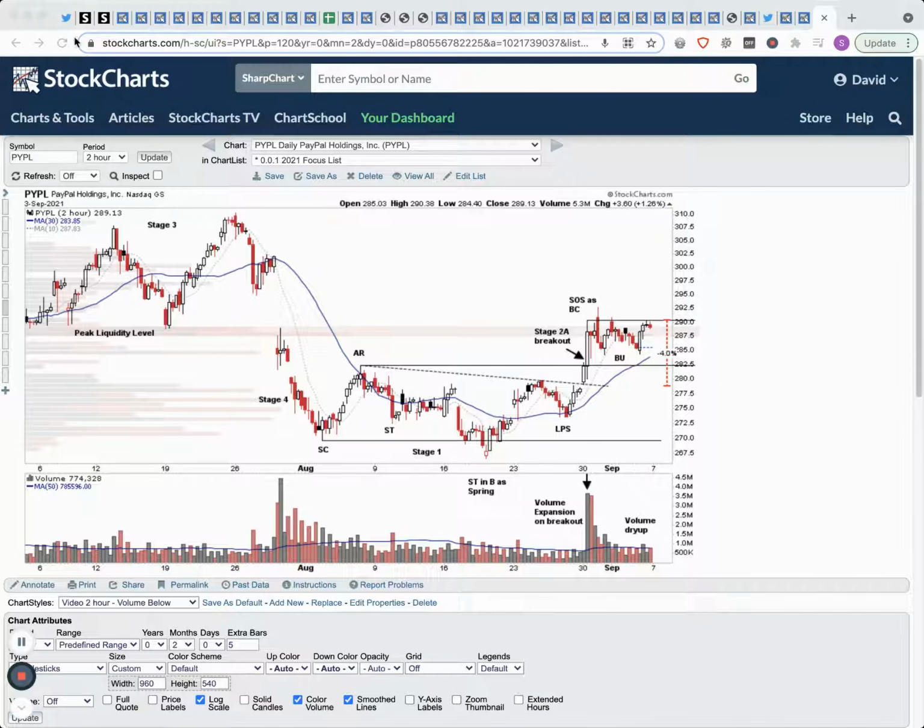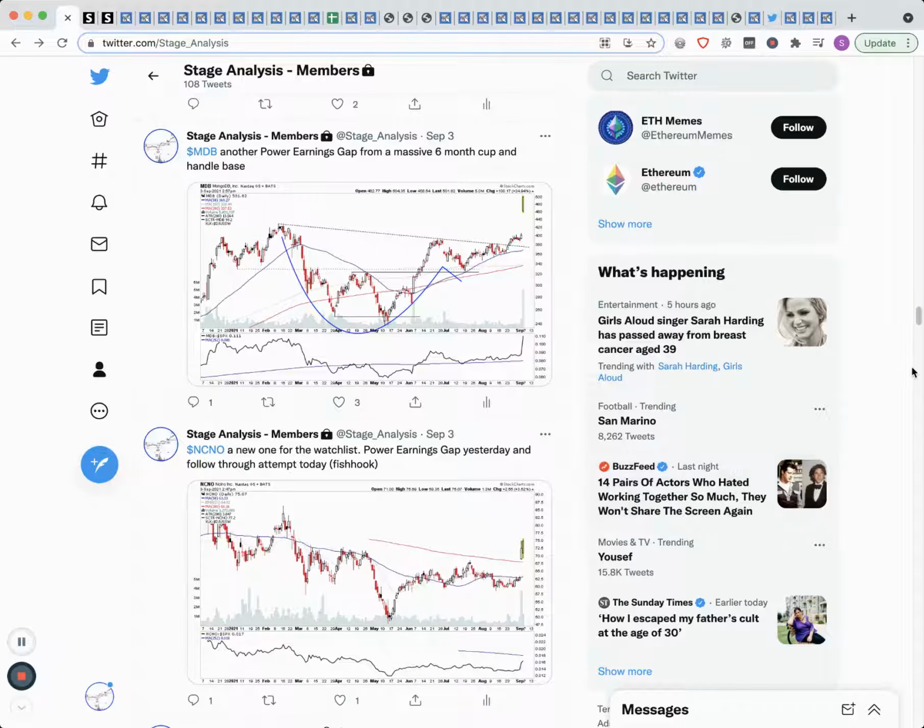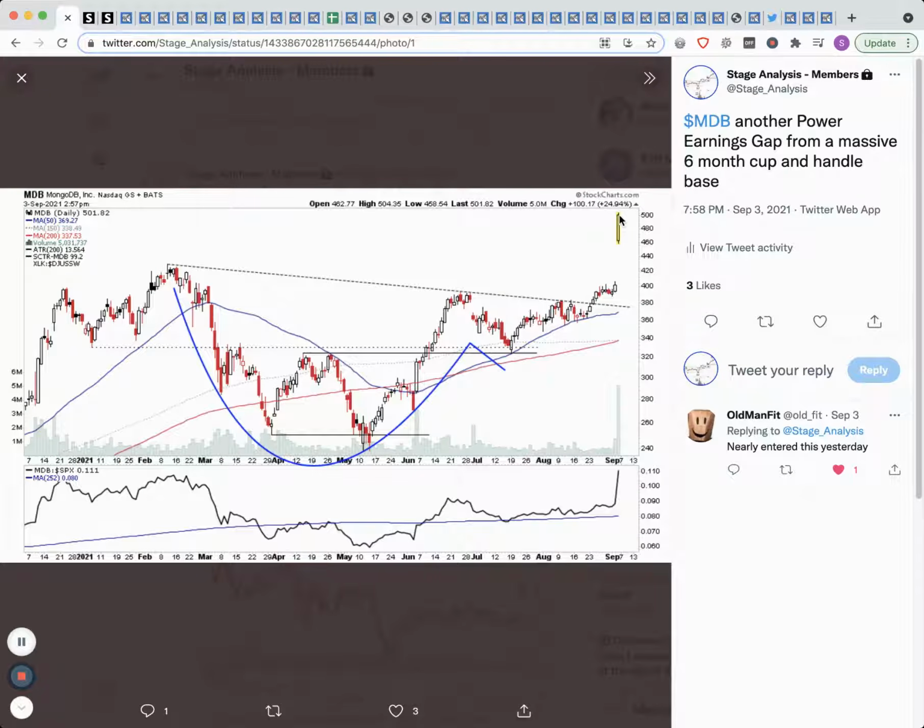If we go intraday on the Twitter feed, from September the 3rd here, MDB had a power earnings gap with a massive 6-month cup and base handle here. So you can see I'll post that intraday, and I might follow up on those in the following days and go into a bit more depth. So this would be looking for, for example, a fishhook type entry point where you'd buy through in the following days as it moved through the close of this bar, whatever that was on Friday.